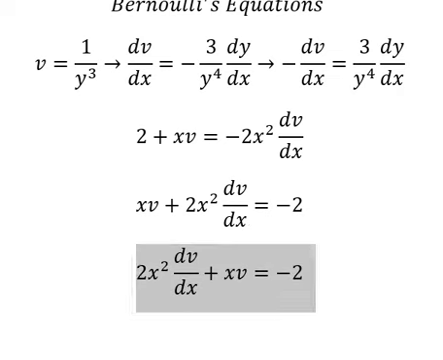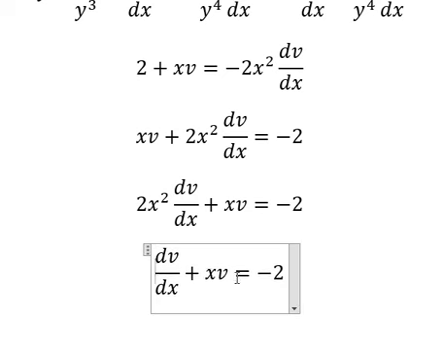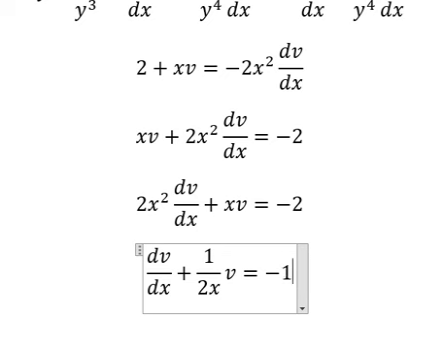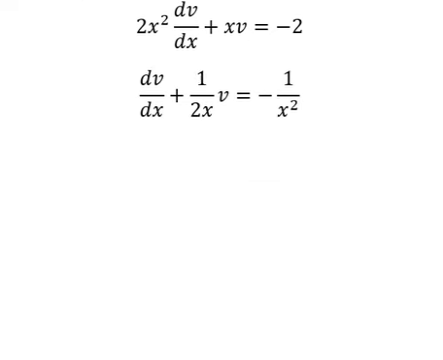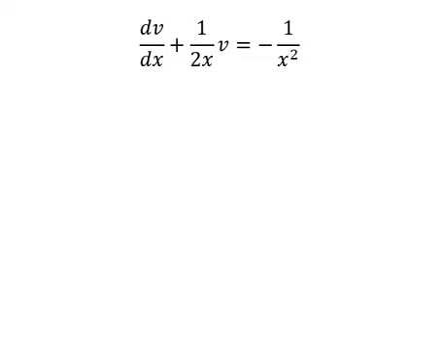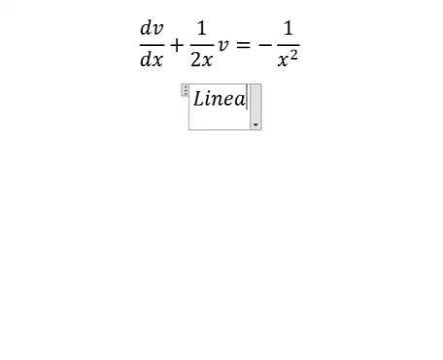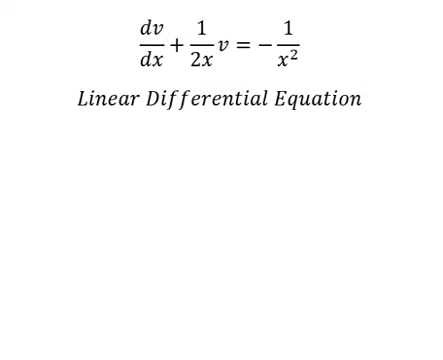Next, we divide both sides by 2x squared. So we have v and the first derivative of v. This is a linear differential equation, so we can use an integrating factor.